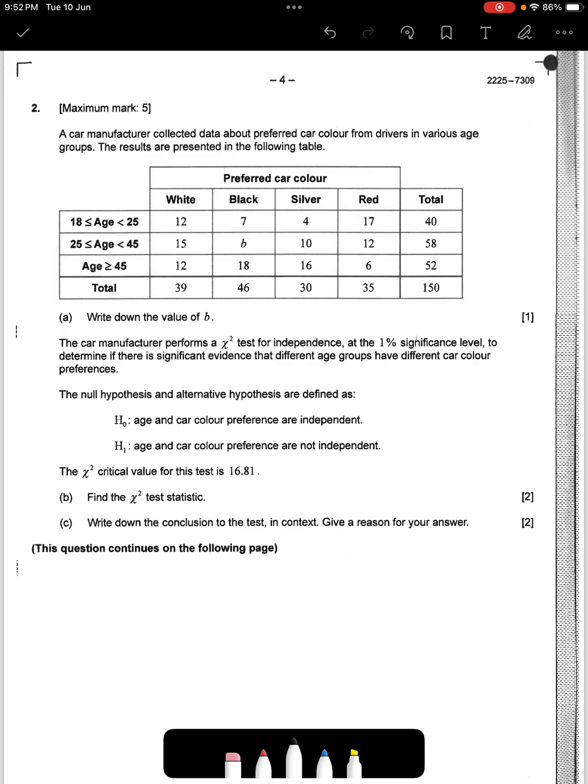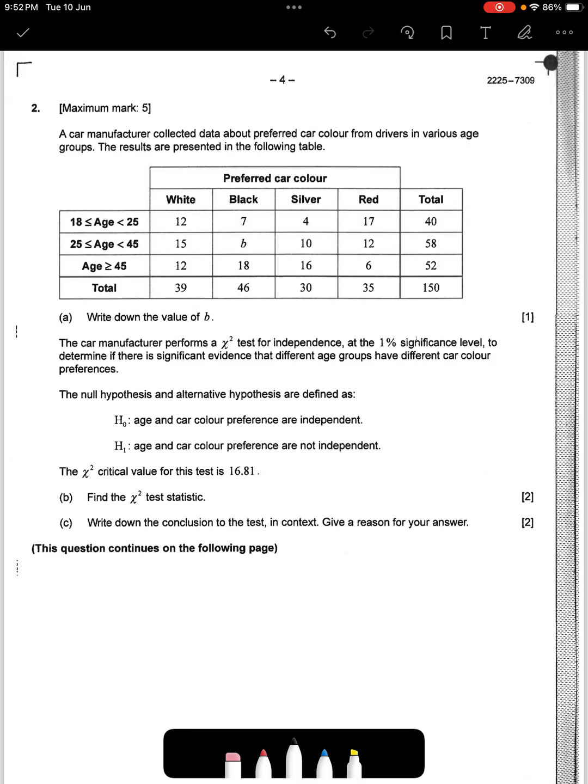This is about looking at whether there is any evidence to show that different age groups have different car color preferences. So it's between car color and age, and the chi-square test obviously will suit this question very well. Again, the null hypothesis and the alternative hypothesis have been given to you. The null hypothesis is where the two variables are independent, while the alternative is not independent. The chi-square critical value is given as well.